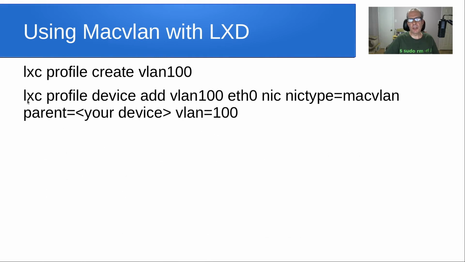Then what I say is LXC profile device add VLAN 100 ETH0 nic type=macvlan, parent=, well, whatever the name of your Ethernet device is on your host, because again, I told you that could differ. And then vlan=100. That's the part that really counts here.